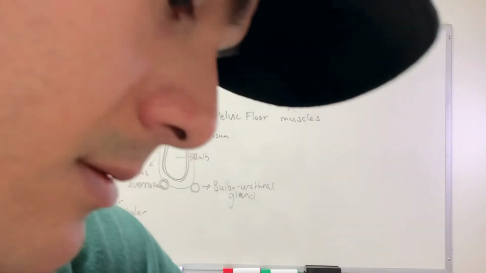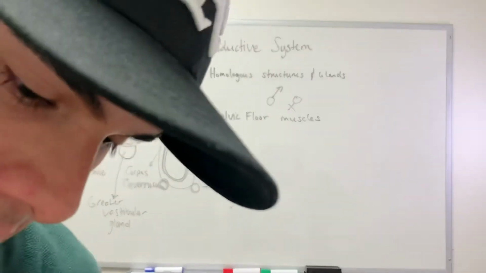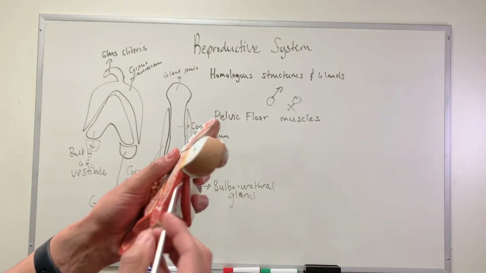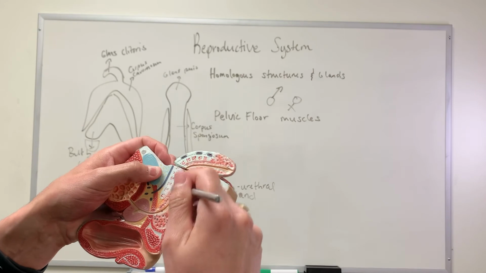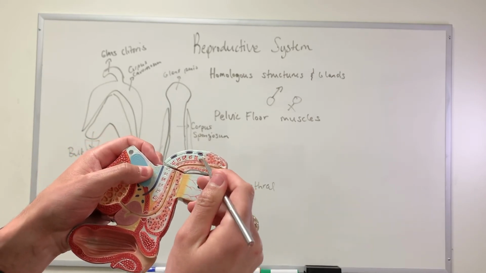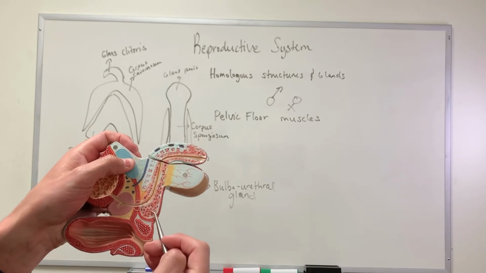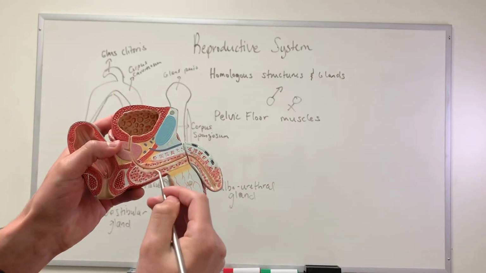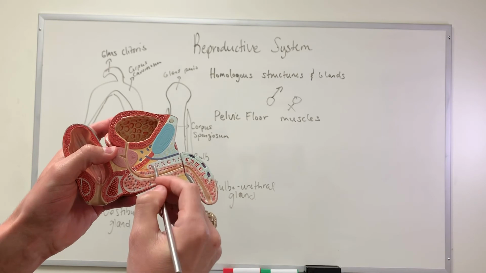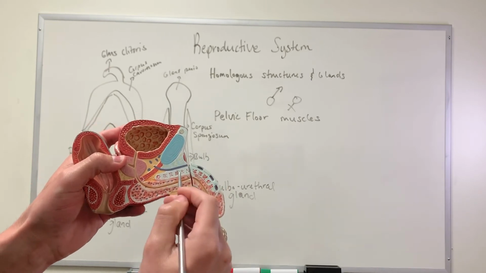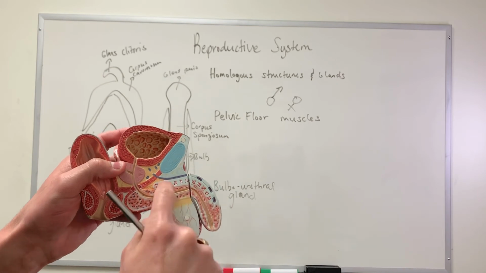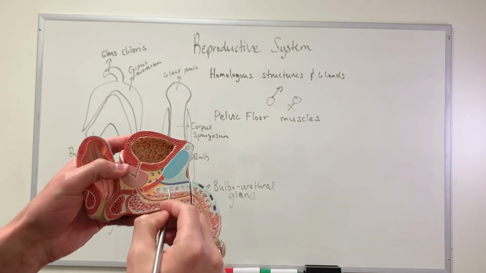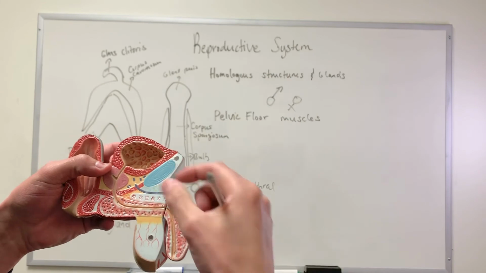Okay, so now that we've identified some of the homologous structures, let's look at the pelvic floor muscles. Let's first identify some of the structures here on the penis as well. This part is the corpus spongiosum, because that's the hot dog part, right? The corpus spongiosum, and then this is the glans penis. And what's here on top is the corpus cavernosum. If you look at it, you can see these different sinusoids. When a man has an erection, these sinusoids are going to be filled with blood, and then the penis is going to become erect.